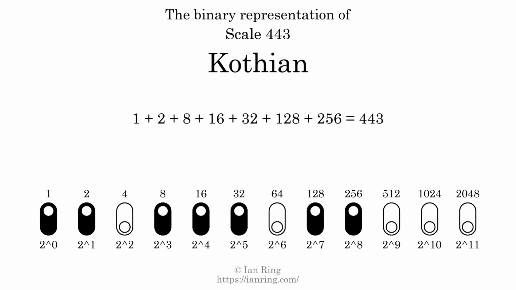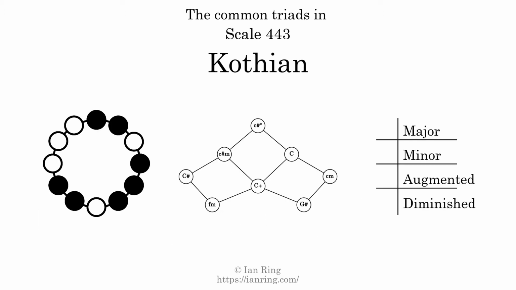The scale number not only enumerates the scale with a unique index, but it also literally describes the tonal content of the scale. Represented as a binary number in base 2, the scale number is 0001101111011. Here are the common triads present in this scale.